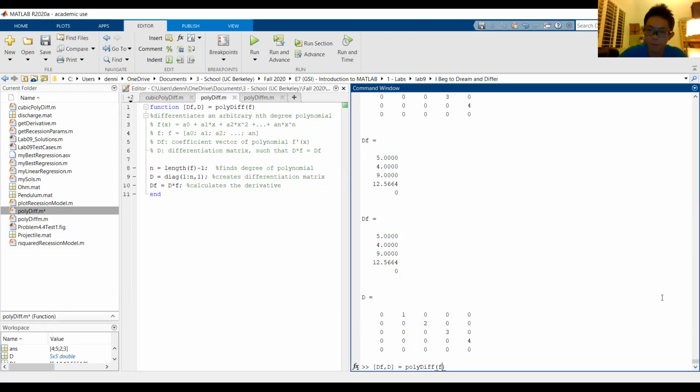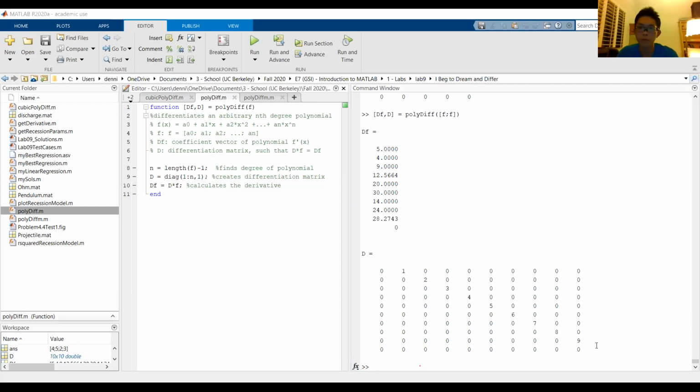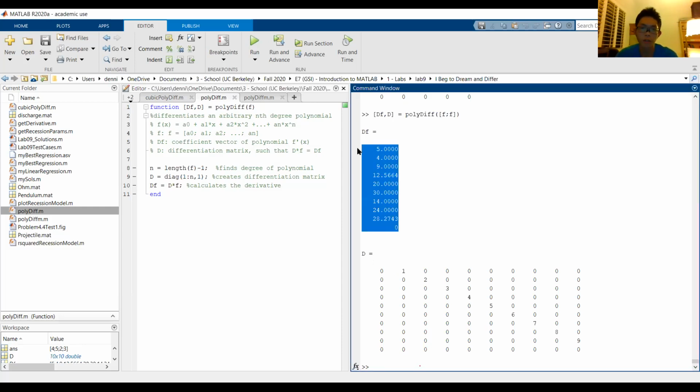Let's do polydiff. How do we do this? It's a column vector, so let's do f appended with f. So this will be a 9-degree polynomial with 1 through 9 along the diagonal, the first diagonal, and these should be pretty large. Okay, looks good to me.